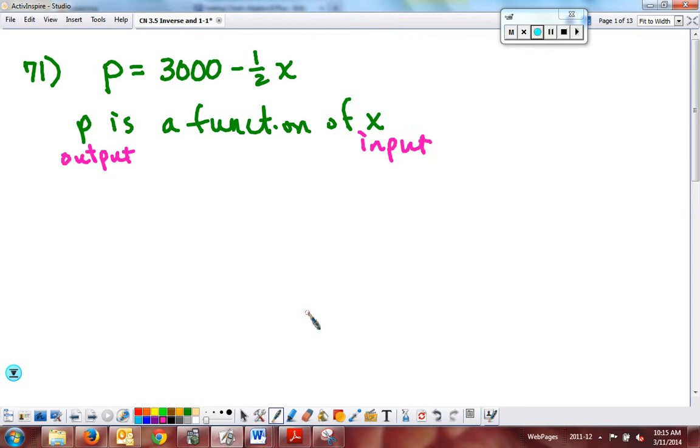Could I, if I so desire, rename this as P of X? Because it is a function, I can use function notation. So a lot of times we kind of have this handy dandy little idea that we can write it this way. Now, what if I were to take this equation and solve for x?